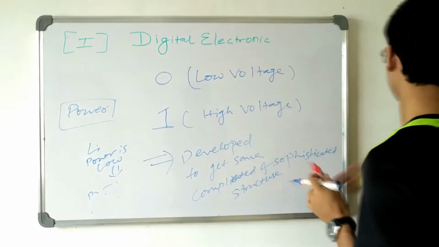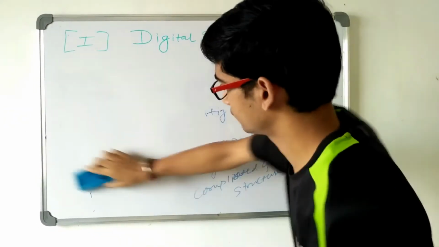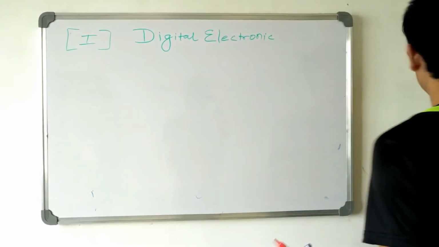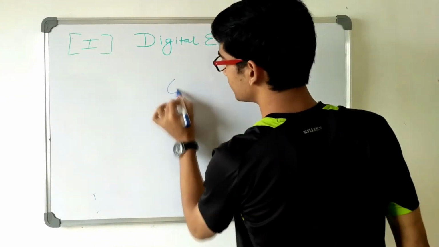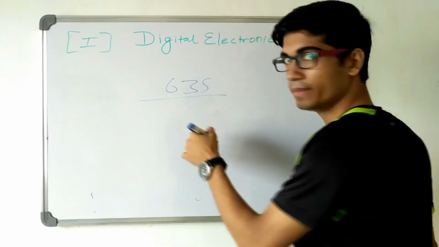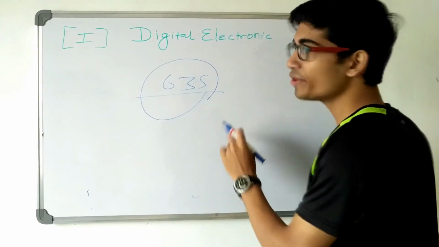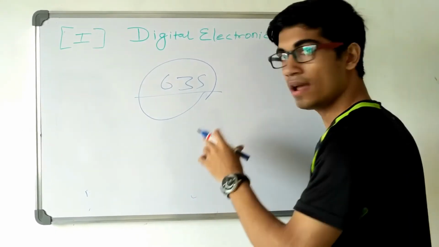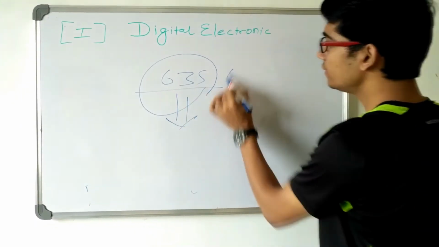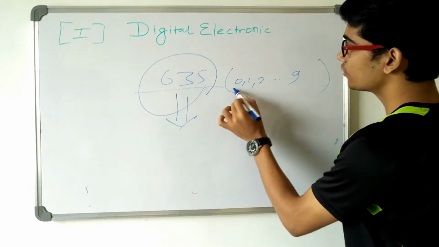Okay, now let us say a number, suppose 635. This is a decimal number which we use in mathematics. So how can we make the computer understand this number? Computer is not going to understand this number. Computer understands only high voltage and low voltage. So let us first break this down. In the normal decimal system, we have 0, 1, 2, and so on up to 9. So we have 10 numbers.